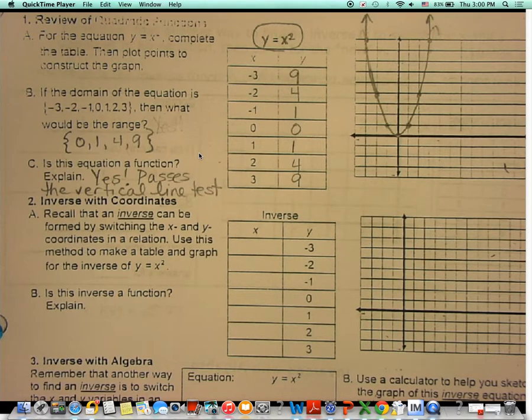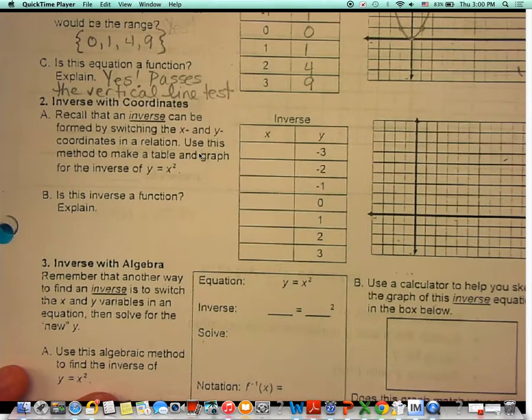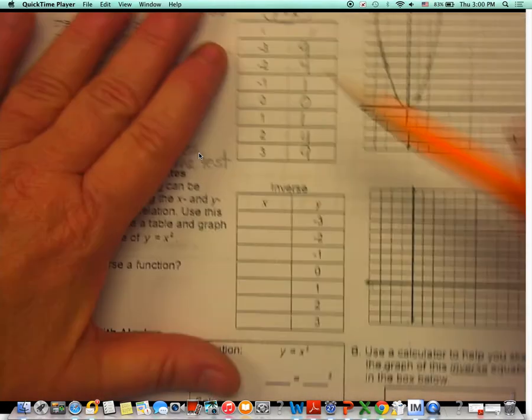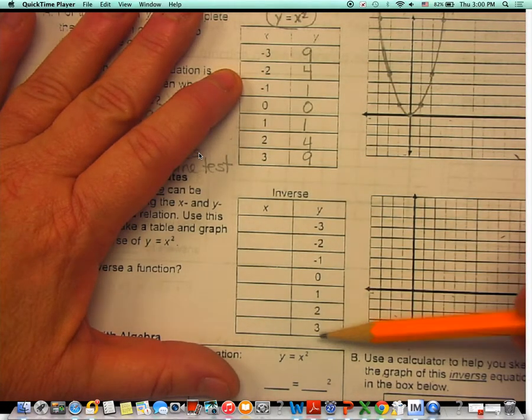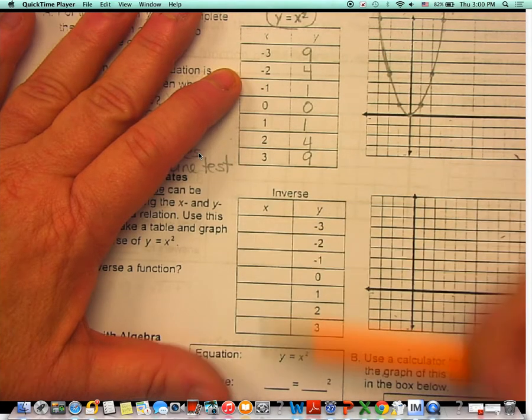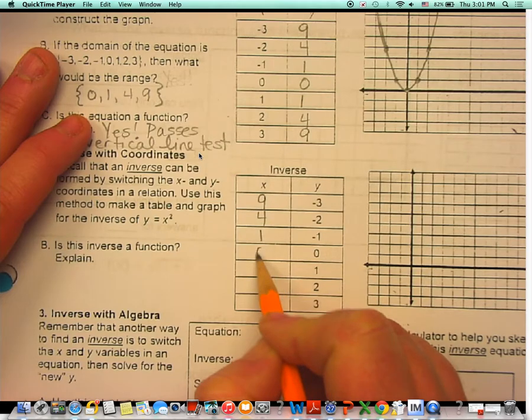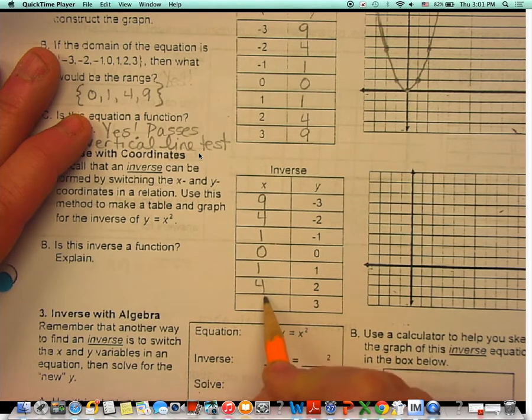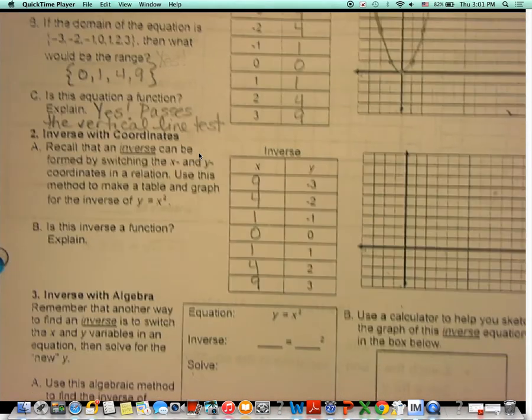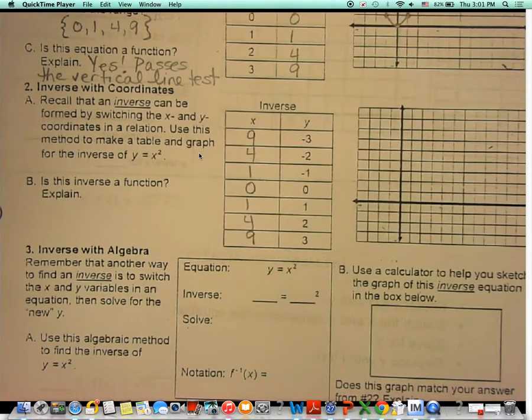All right, now what we're going to do is the inverse. Now remember at the beginning of the year we did inverse. You know how to find that? You switch X and Y. Switch X and Y, very good. It's hard to remember that, but that's what you do to find the inverse. So they put all the X's in the Y column, so we're going to put all the Y's in the X column. So we'll have 9, 4, 1, 0, 1, 4, 9. Okay? And then we'll graph it, see what it looks like.